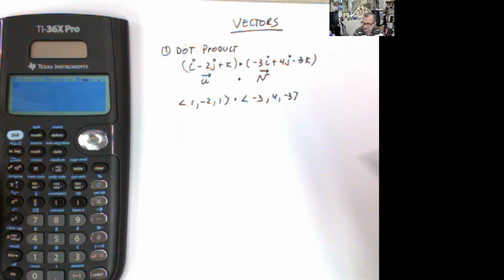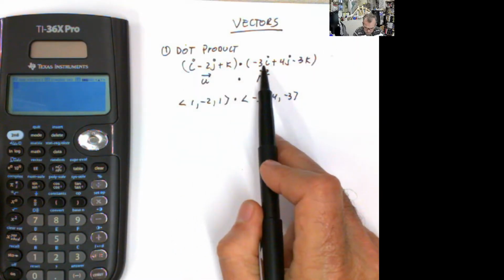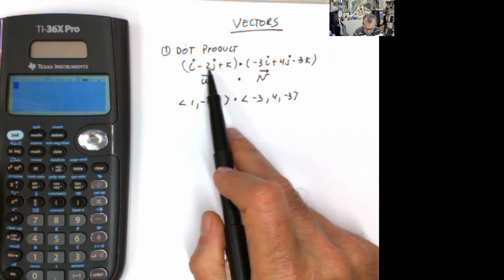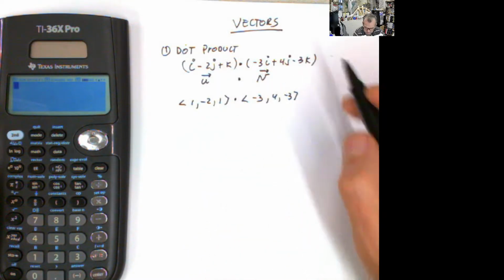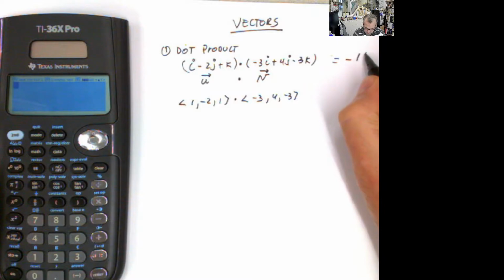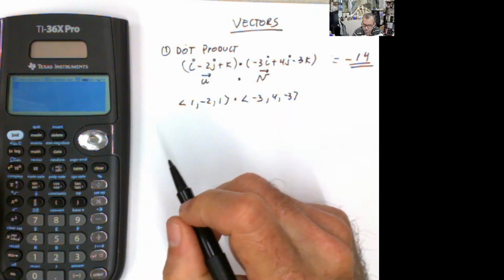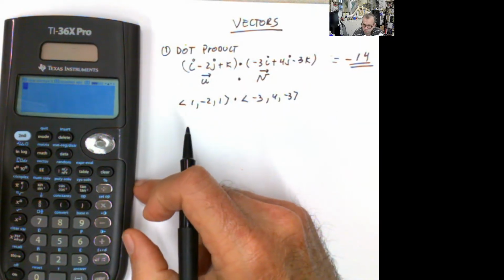Remember, dot product is i times i plus j times j plus k times k. So the result of this dot product should be negative 14. But let me show you how to do it with the calculator.